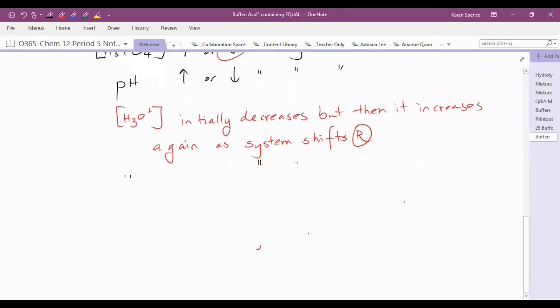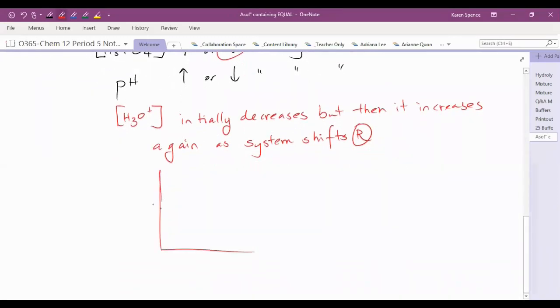Yeah, the answer is no. If we have our graph here, we have our hydrogen ion concentration, or H3O plus. We add our hydroxide and it drops dramatically, okay? However, then the system shifts and starts making more H3O plus, but like all other equilibrium systems, it never quite gets back to its original. So the concentration of hydronium will end up lower than it was before, but not by a lot.